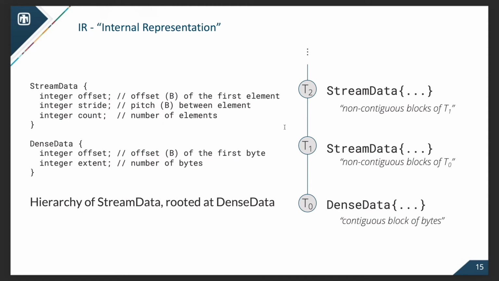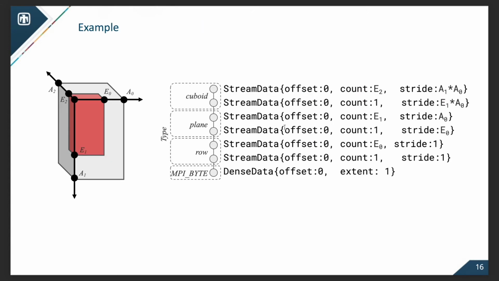The core of TEMPI is built around this internal representation, which is basically a hierarchy of different strided repetitions of bytes. At the bottom of this representation is dense data, which represents a contiguous block of bytes, and on top of that we can add nested, non-contiguous repetitions of the child type below it. In this way we can represent any regular strided type that's been described to MPI. This is an example of what the hierarchy looks like if we use several vectors to build up a 3D type.